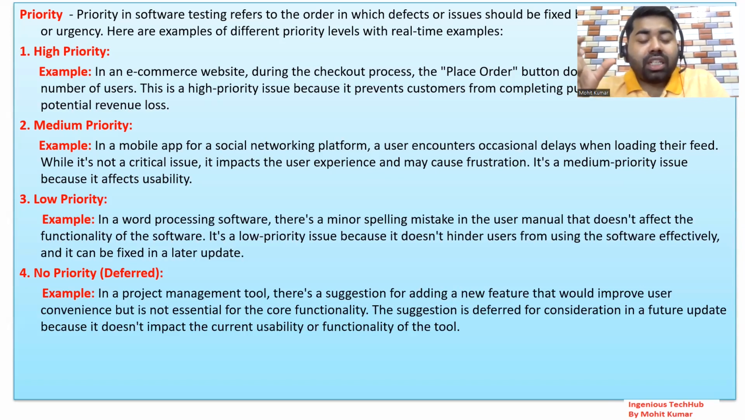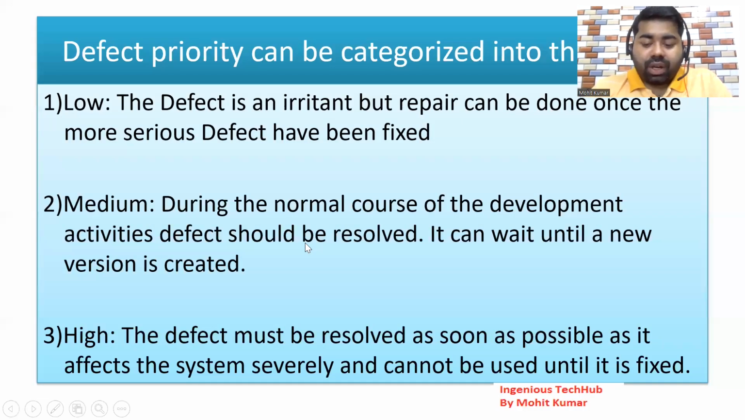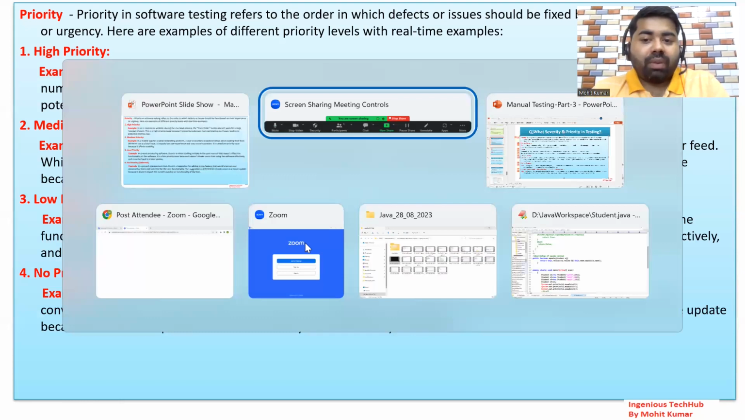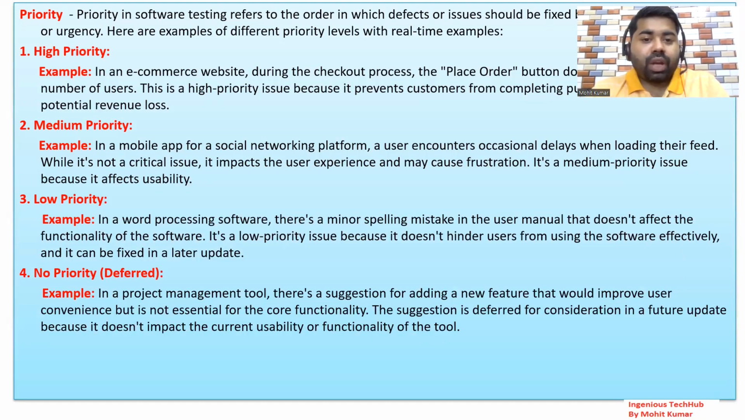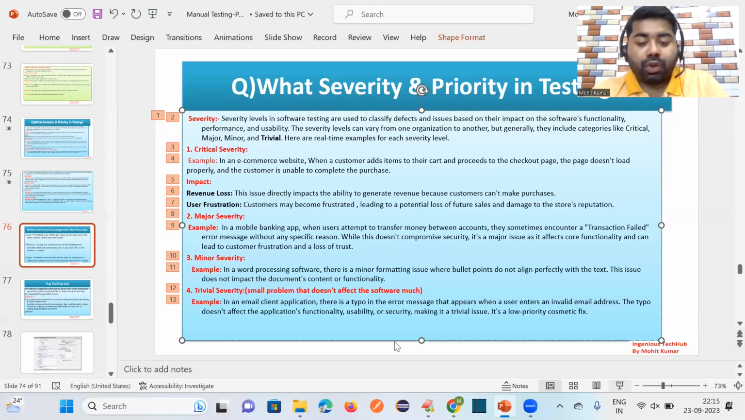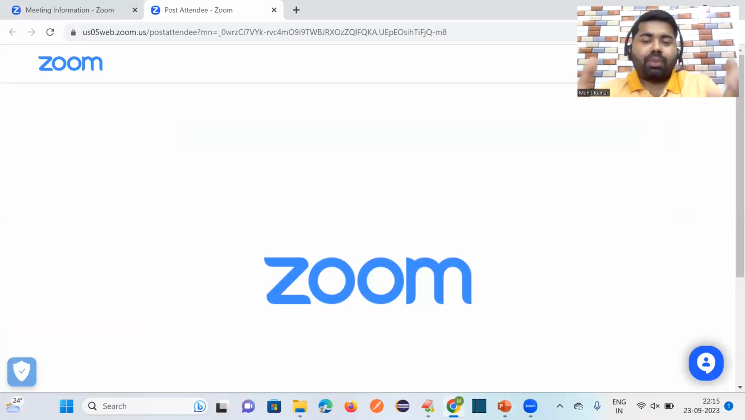Okay, so in a project management tool, there is a suggestion for adding new features that would improve user convenience, but it is not essential to the core functionality. The suggestion is different from a consideration for a future update because it does not impact the current usability or functionality of the tool. Okay guys, so this is severity and priority, and I have given some real-time examples as well. You can try to relate all these examples and read this document, so it will be helpful for you to crack the interview.